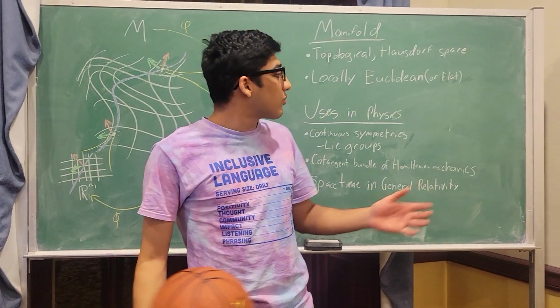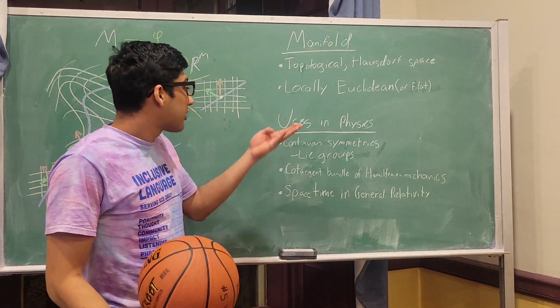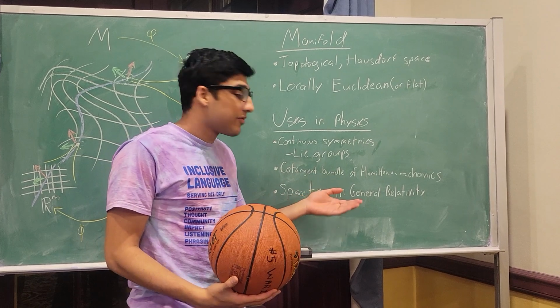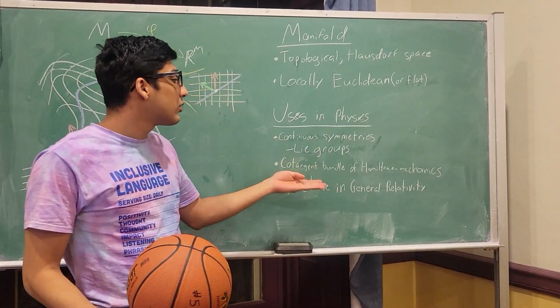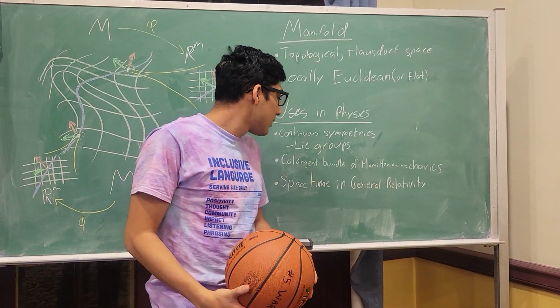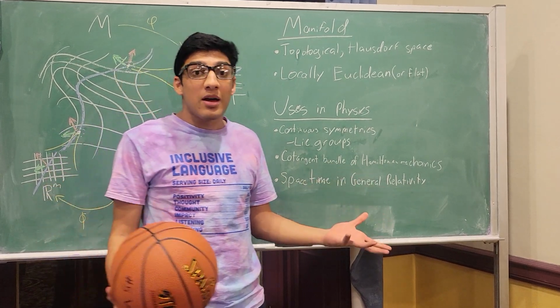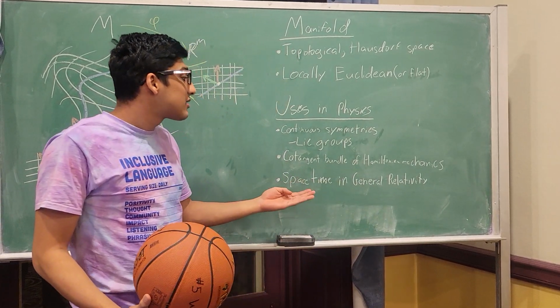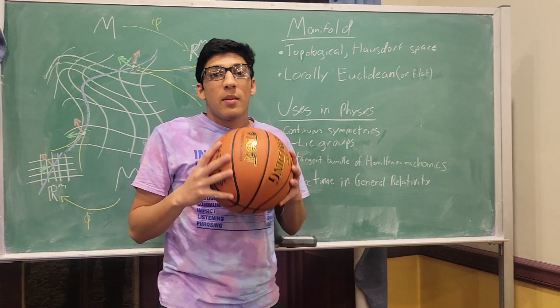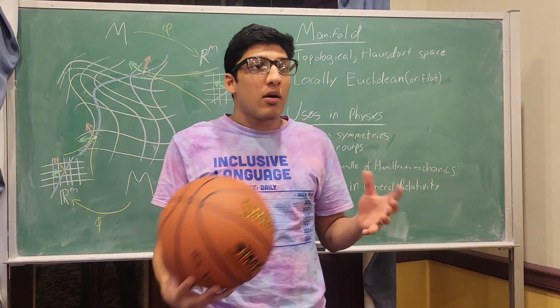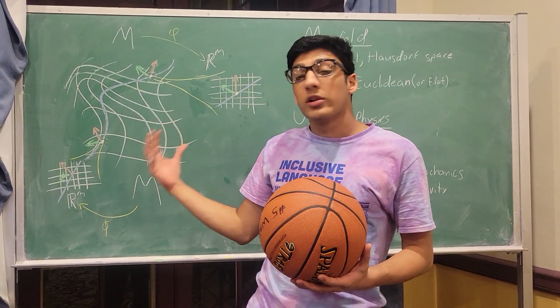Now, we use manifolds everywhere in physics. Our continuous symmetries are Lie groups in physics. The cotangent bundle of Hamiltonian mechanics is a manifold, and possibly the most popular manifold is the four-dimensional spacetime of general relativity. Manifolds are used throughout all of physics, and this is why they're really important to study.